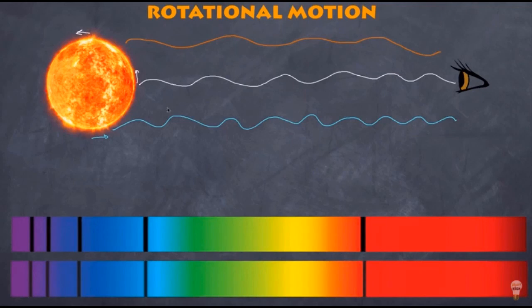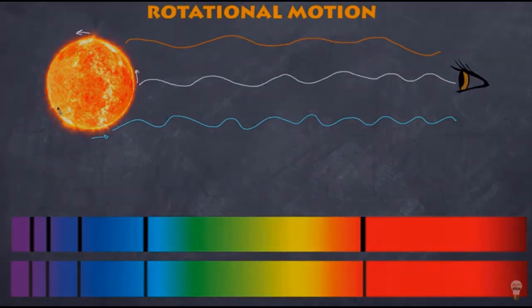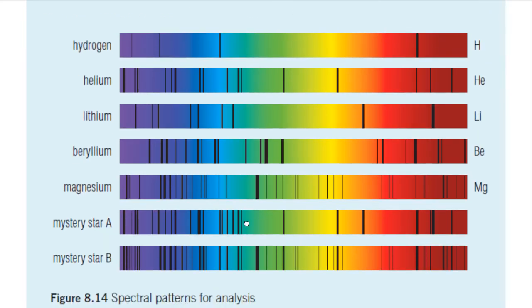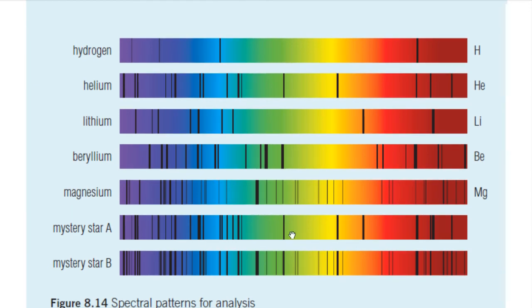And of course, both can happen at the same time. So if you find that the lines are broader, but also shifting, let's say, towards the red, then the star is not only rotating, but it is also moving away from you as well. Please take a look at this activity and make sure that you run through and see if you can tell which elements are in each of these stars based on the information I've already given you. And that concludes this lesson.